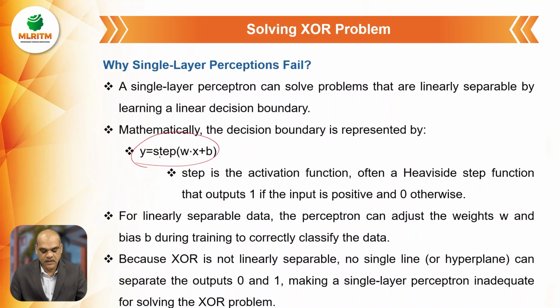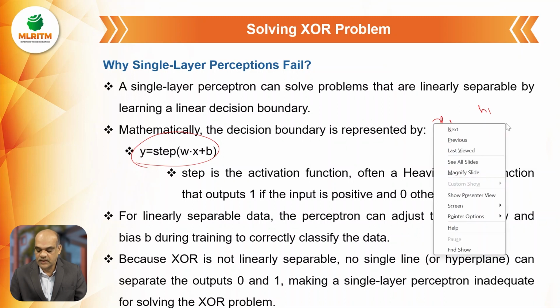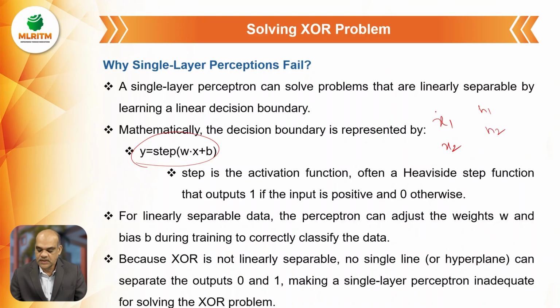In the mathematical representation of the activation function, here step is the activation function, y is the output, w is the weight, x are the inputs, and b is the bias. Consider a simple neural network with two inputs, x1 and x2, and a hidden layer. Let us assume two neurons in the hidden layer, H1 and H2. So we have two inputs in the input layer, two neurons H1 and H2 at the hidden layer, and we get the output called Y.